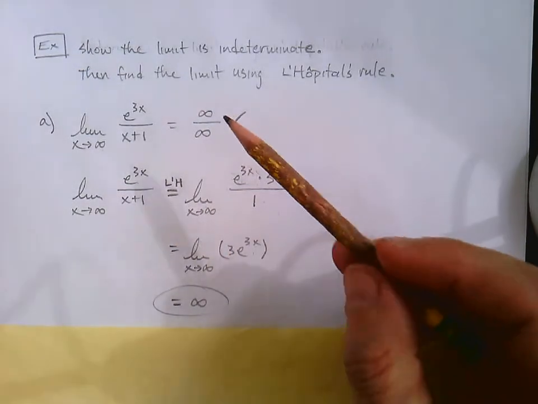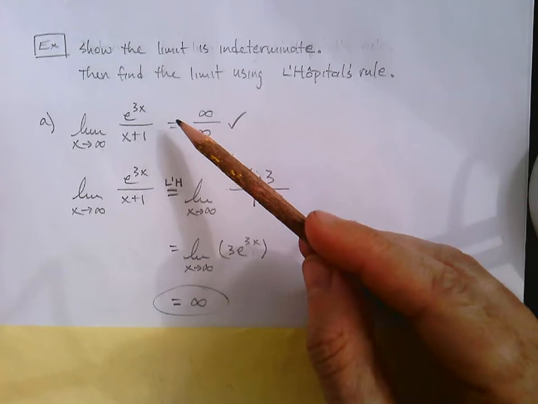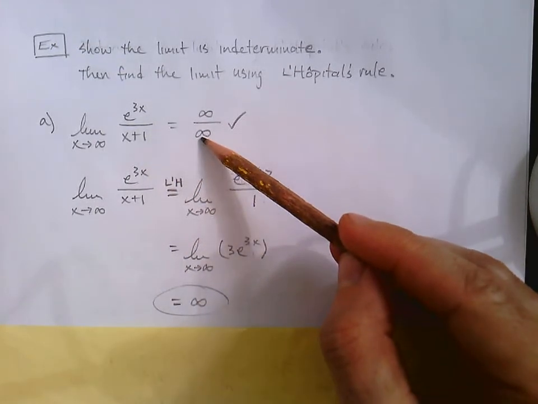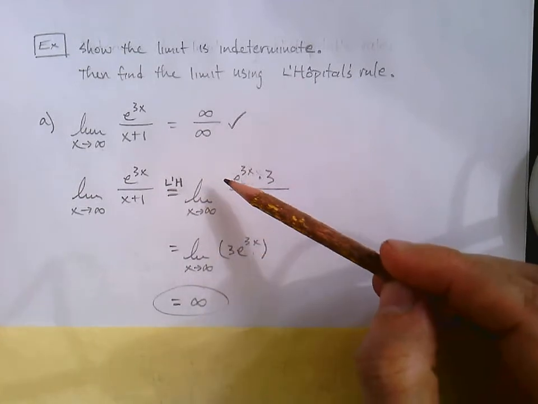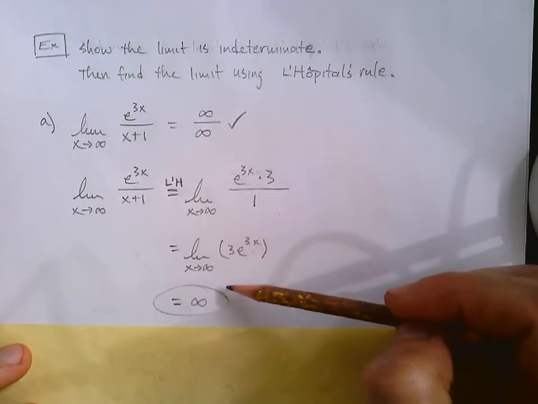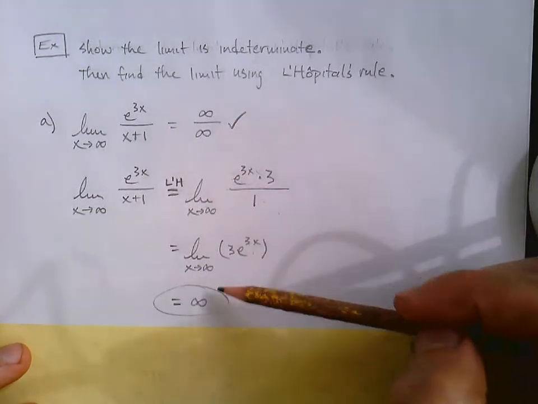Notice, we didn't know who would win the tug of war. Would the numerator get to infinity faster, or would the denominator get to infinity faster? After we perform L'Hopital's rule and compare the rates of change, we can see, wow, the numerator goes to infinity much faster than the denominator does.